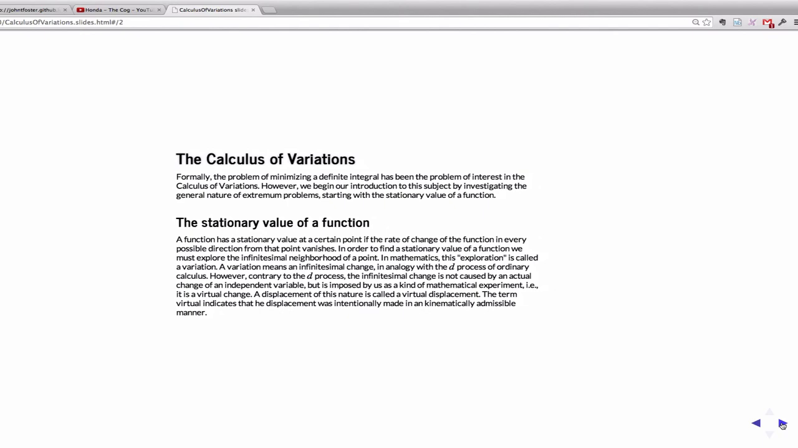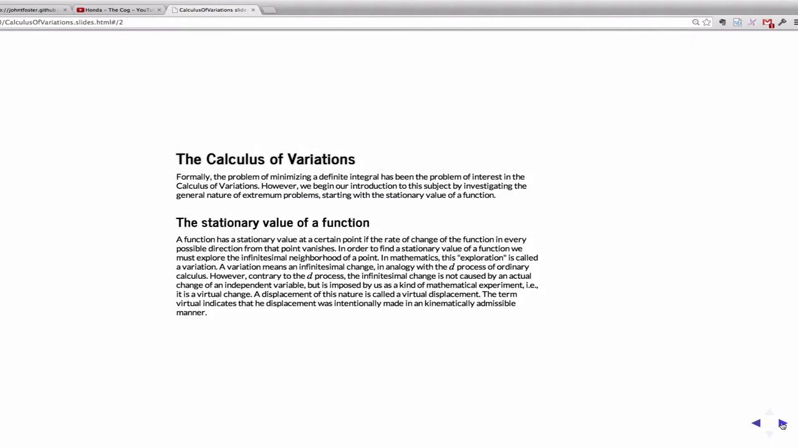And this is where the calculus of variations comes from. And the basic idea, the stationary value of a function. So, I give some notes there. I'm going to speed up because I want to get through this by the end of class. But if you want to read what I have to say here, I'll make these notes available.